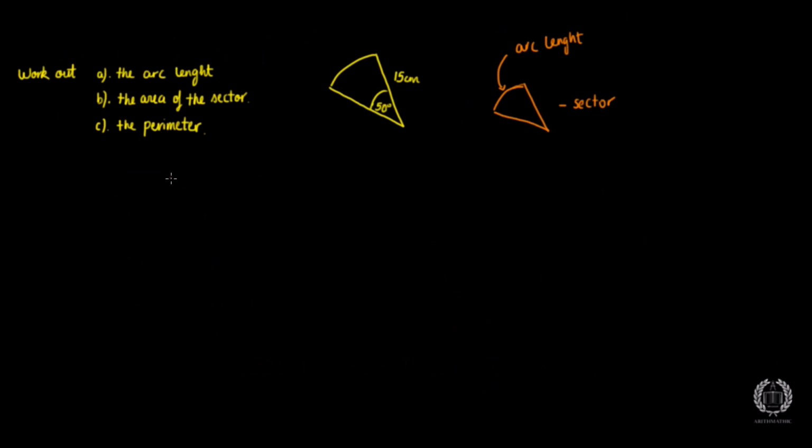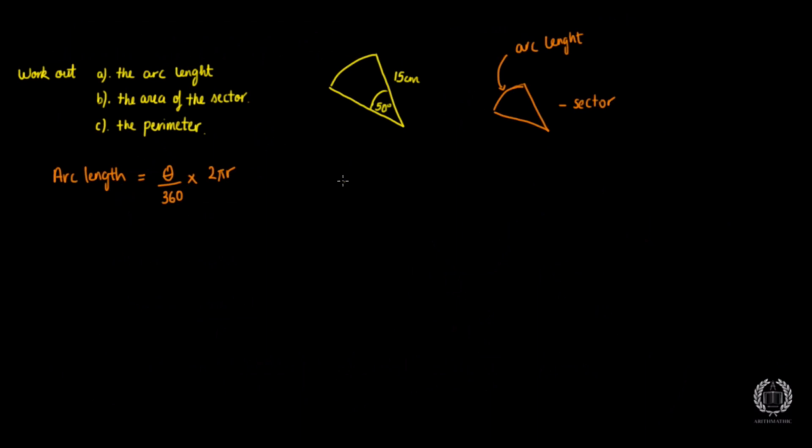Now, as I mentioned, there's two formulas that you need to know. The first formula is arc length. Arc length equals theta over 360 times 2 pi r. So this is to find the arc length, this curved length here. To find this, we're going to use this formula called arc length.